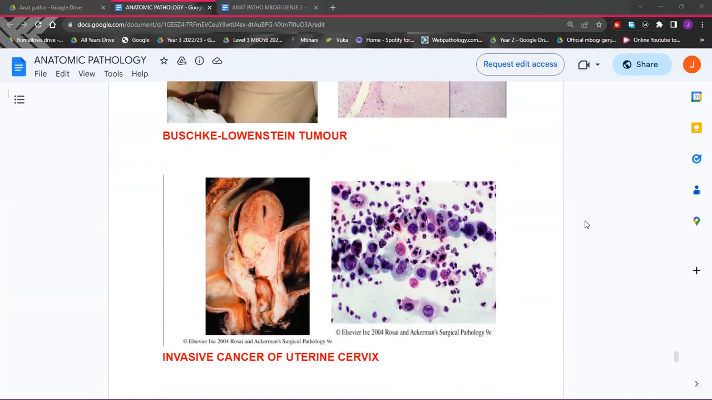So for the gross morphology, you can see the picture on the left. You can see there are these large irregular masses, some sort of whitish appearance, some hemorrhaging, some necrosis, so that will guide you towards invasive cancer of the uterine cervix. On the right side, you can see these pleomorphic cells, hyperchromatic and all that, highly indicative of malignancy. Okay, we'll move to the next one.